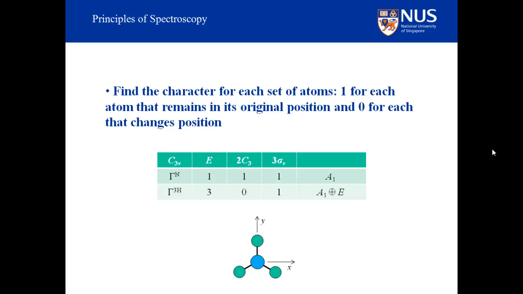The table also gives the representation for the 3 hydrogen atoms. In this case, the character under the identity is of course 3, as all 3 atoms are left unchanged. And under the sigma V class, 1 atom is unchanged and the other 2 move, and so the character is 1. Note that for the C3 and sigma V classes, you only consider one member of the class.